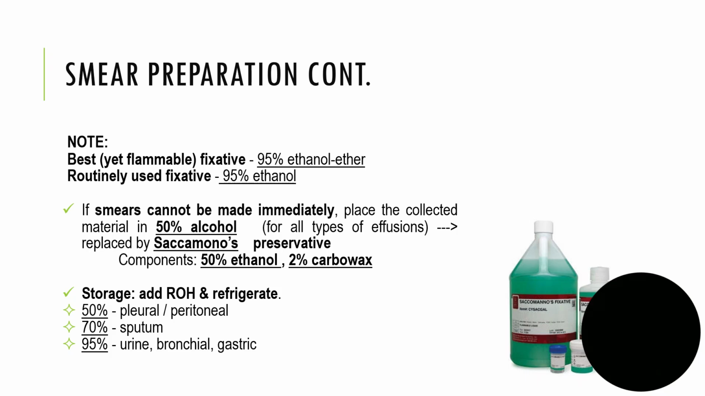So the concentration depends on the specimen type: 50% alcohol for pleural and peritoneal effusions, 70% alcohol for sputum, and 95% alcohol for urine, bronchial, and gastric specimens. The higher the cellular fragility or the more proteinaceous the fluid, the more dilute the fixative, to avoid overshrinkage.